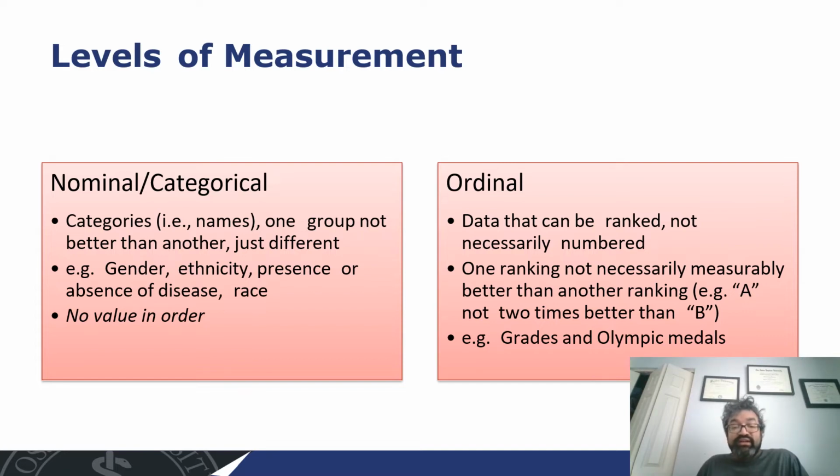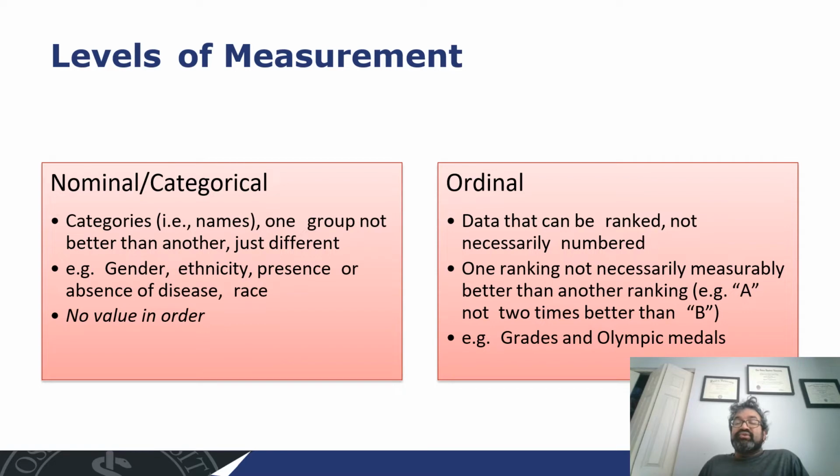Ethnicity is another one, presence or absence of disease, race. So there's no value in order. This is, again, an important concept as well. If you designate Caucasian, say, in ethnicity as 1, and then African American as 2, this does not mean that one race is better than the other.